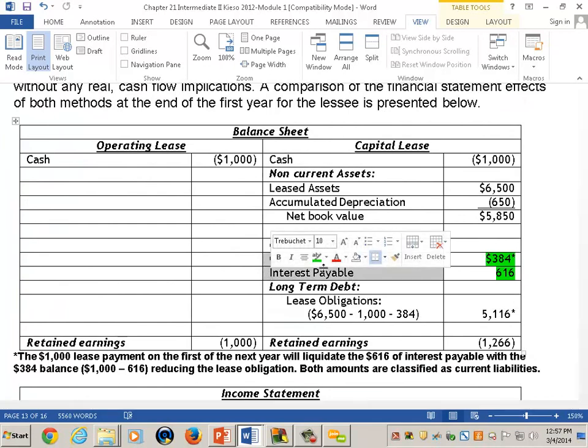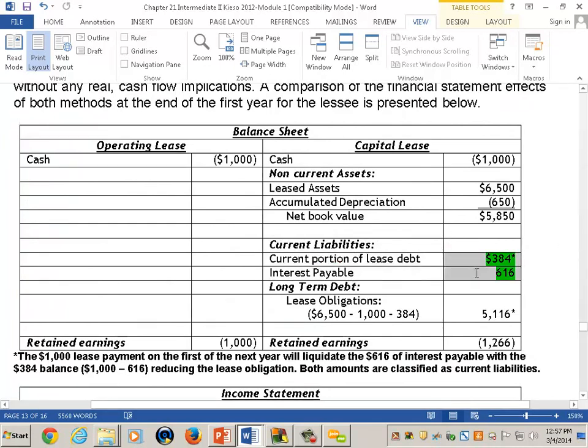Okay. So what this means is that next year, January 1st, when you pay that $1,000, of that amount, you're going to be paying $616 of interest you accrued on December 31st here, and then $384 goes against the principal.